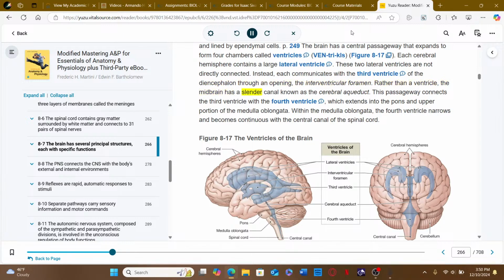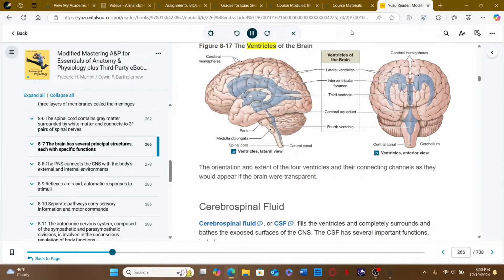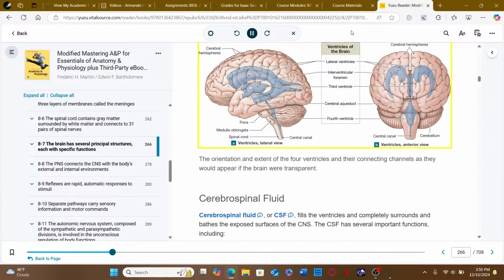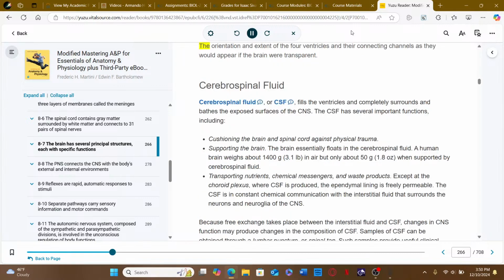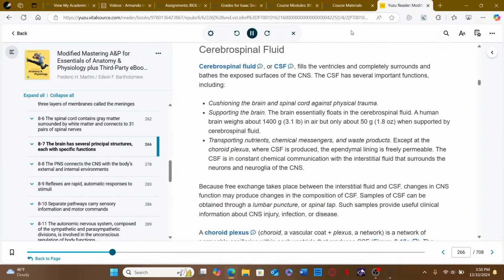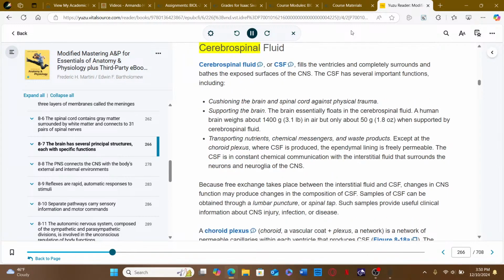Rather than a ventricle, the midbrain has a slender canal known as the cerebral aqueduct. This passageway connects the third ventricle with the fourth ventricle, which extends into the pons and upper portion of the medulla oblongata. Within the medulla oblongata, the fourth ventricle narrows and becomes continuous with the central canal of the spinal cord. Figure 8-17 The ventricles of the brain. The orientation and extent of the four ventricles and their connecting channels as they would appear if the brain were transparent.